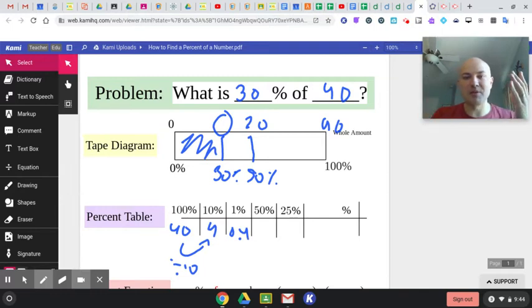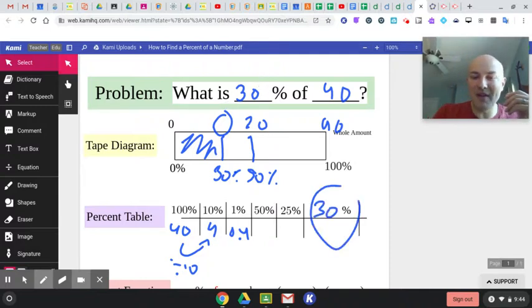Now you say, but Mr. Marks, they didn't want to know 10%. Why are you talking about 10% and 1%? They want to know 30%, right? So how do I find that answer? Well, guess what? 10% is 4. So if 10% is worth 4, 20% is 8, and 30% will be 12. I'm just counting by fours. So once you know 10% and 1%, you can build any other percentage kind of quickly with mental math. How do you find 10%?